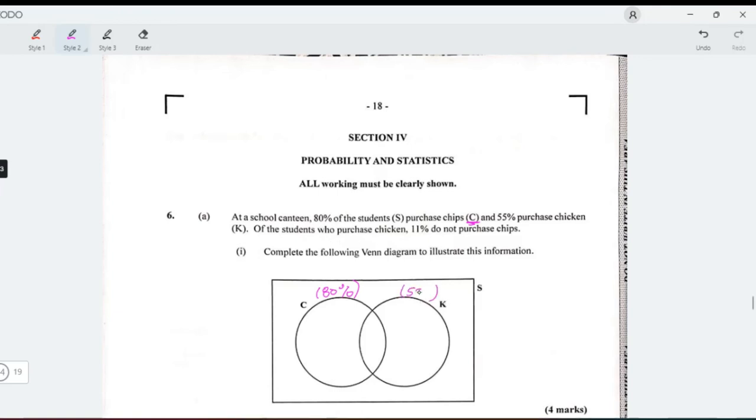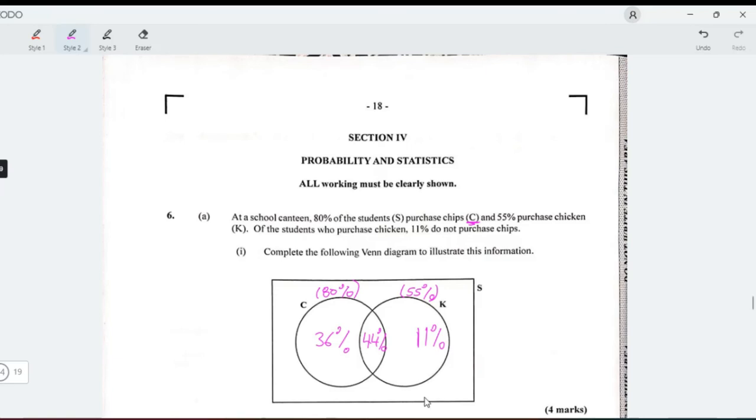Up here is 55%. Now, of the students who purchase chicken, 11% do not purchase chips. The chips is a popular one, and they say that 11% purchase. In other words, they're telling us 11% purchase chicken only. So in this case, it's 44 they have in common. Then what else they told us? They told us, remember that 80% purchase chips. That means 36% purchase chips only. When you add it, it should give you about the 80.